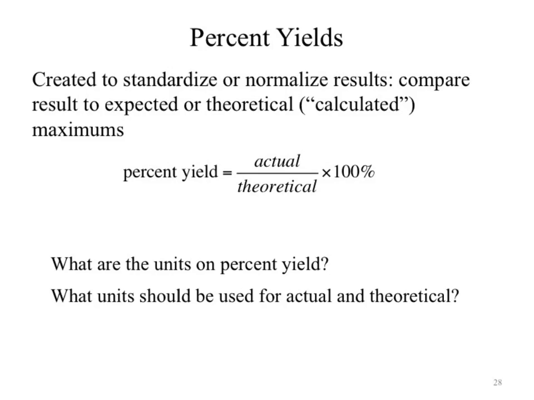What happens when we do your percent yields? Your units have to cancel. They have to be exactly the same. So what are the units on percent yield? There are none. It is unitless. Whatever you're doing for your percent yield, your actual yield units and your theoretical yield units must be identical.